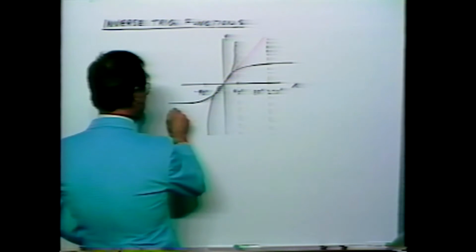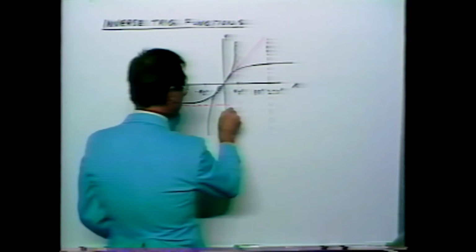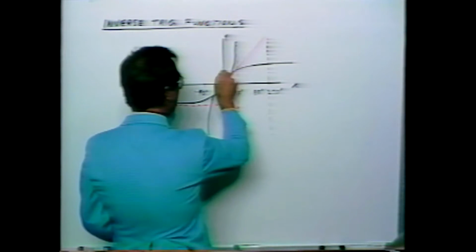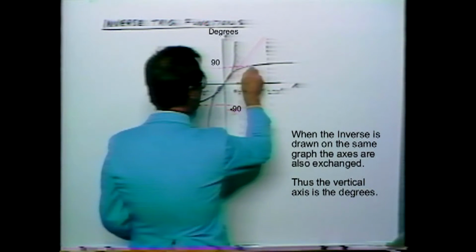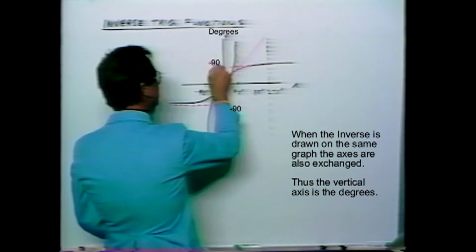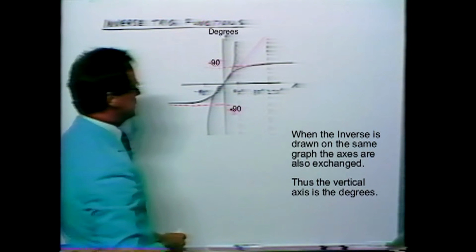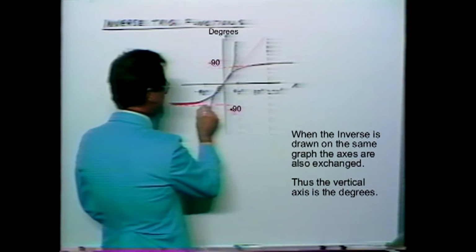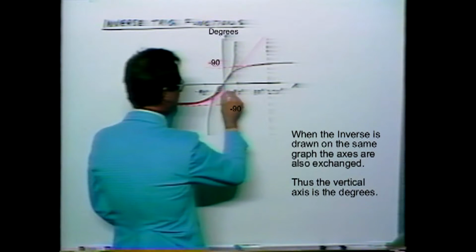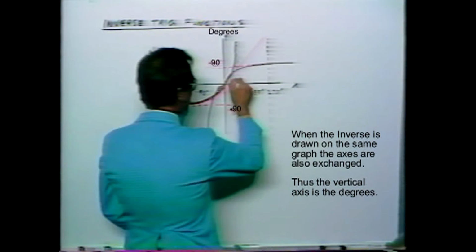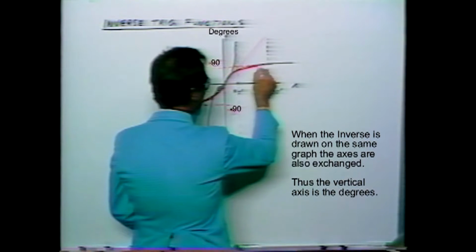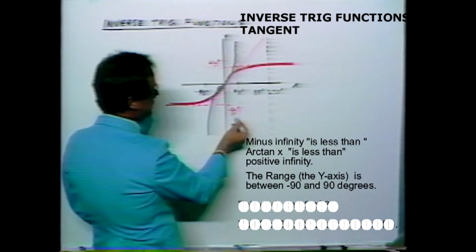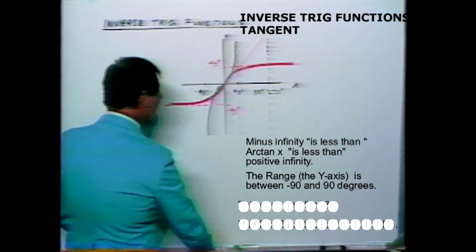The curve through the mirror here will be of this shape. It'll be asymptotic here at minus 90 and at positive 90. It's pretty obvious this time that the limits of the principal curve, which I am now drawing in color, is between minus 90 degrees and plus 90 degrees.